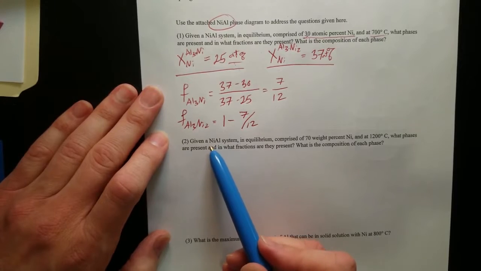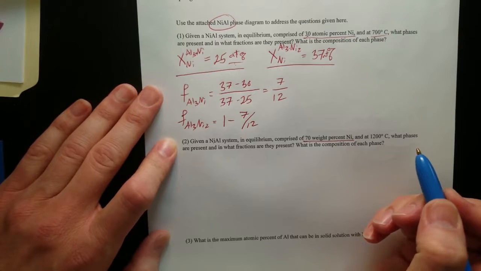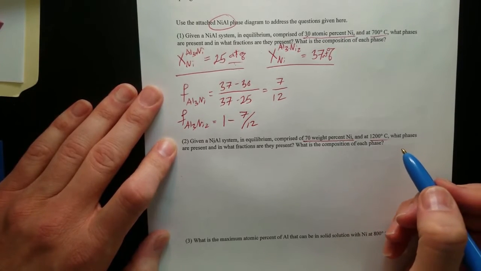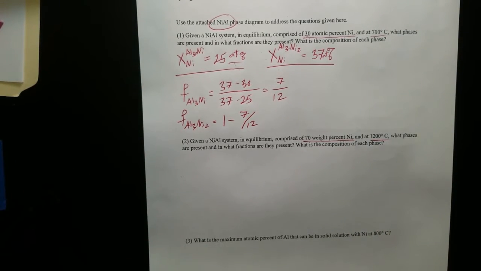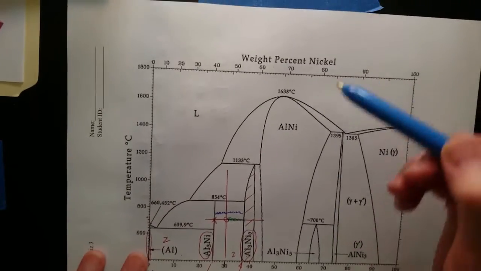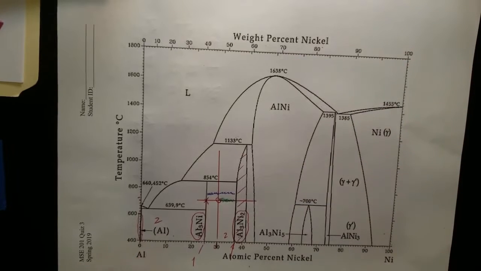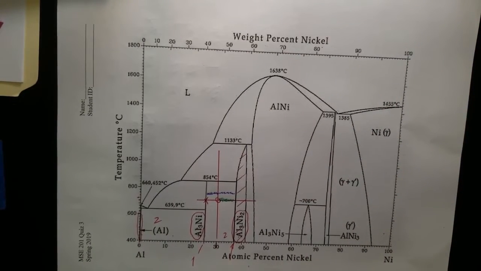The next part is same phase system. Now it is 70 weight% nickel at 1200 C. And then phases present, phase fraction, etc. So this one, I went from atomic percent to weight%. I know that many people didn't do that, so we gave partial credit, heavily gave partial credit for this. So we just took off a few points for getting those two confused.